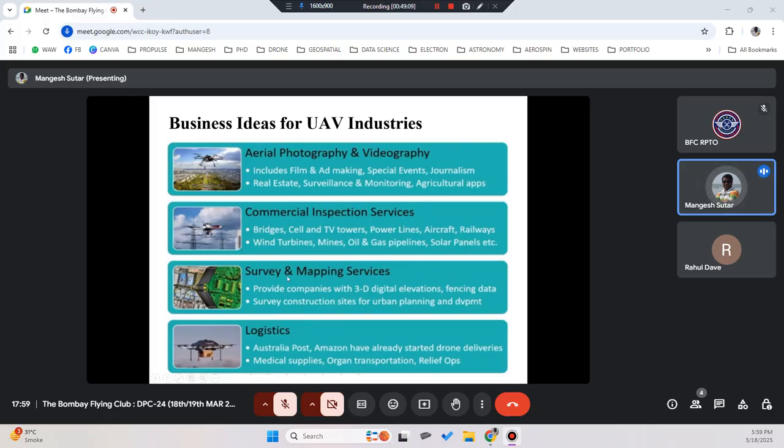You can use it for survey and mapping services. You can use it in logistics. So different things are being used. Australia Post and Amazon have already started drone deliveries, medical supplies, organ transportation, relief operations. Or commercial inspection services like bridges, cell and TV towers, power lines, even aircraft, railways, wind turbines.